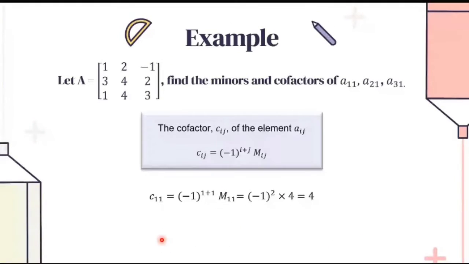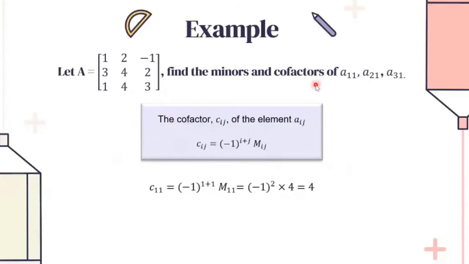Next, we're going to find the cofactor. This is the formula for the cofactor. First, we're going to find C11: negative 1 to the power of 1 plus 1, because i is the row and j is the column. So we must add 1 plus 1, times the minor M11. We already found it just now: M11 equals 4. So the answer is 4.